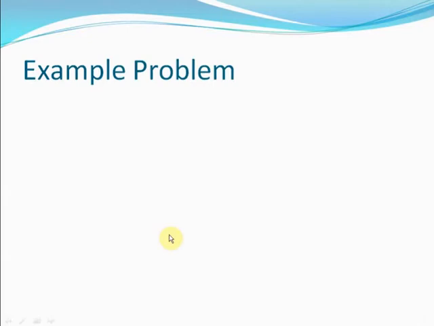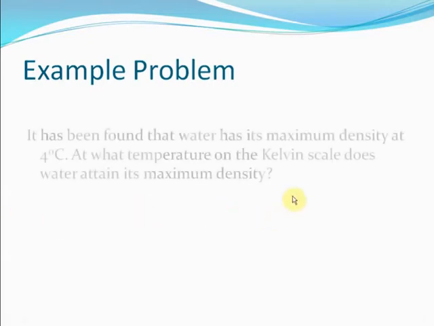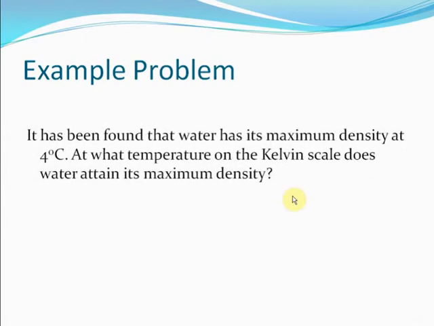Now that we've understood temperature scales, let's solve a problem related to them. It has been found that water has its maximum density at 4 degrees Celsius. At what temperature on the Kelvin scale does water attain its maximum density?